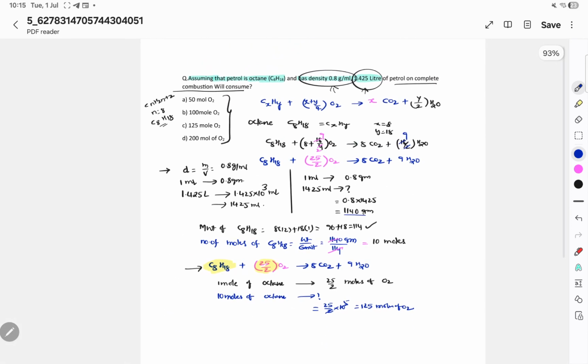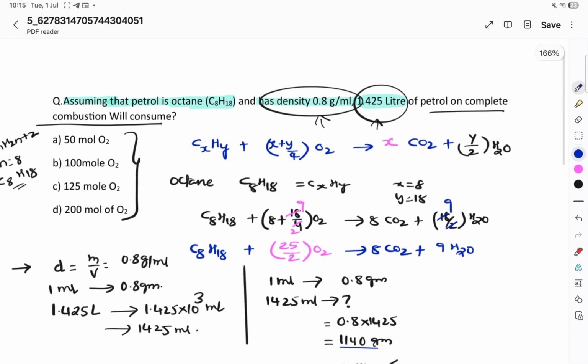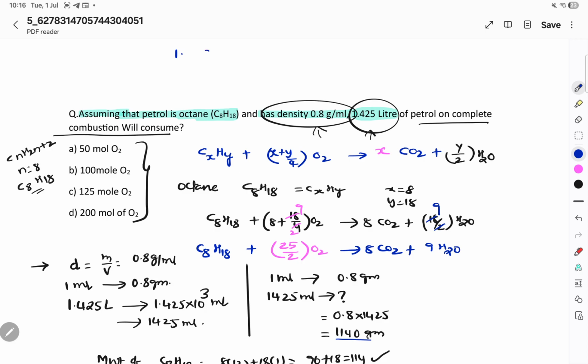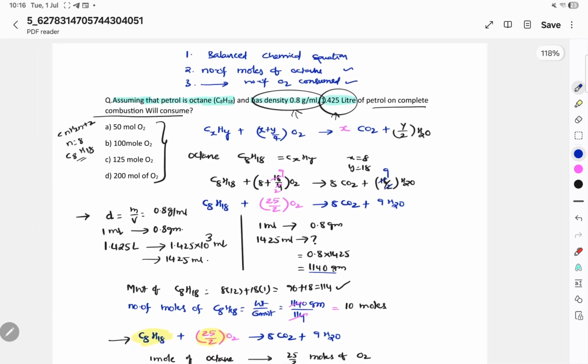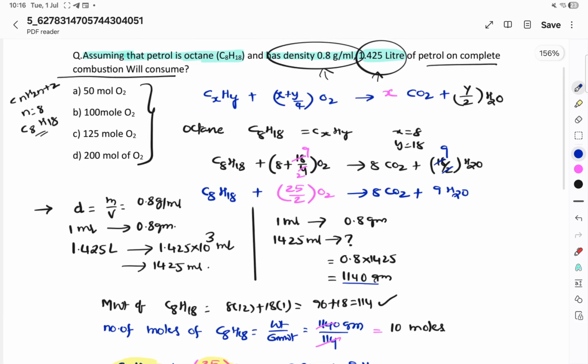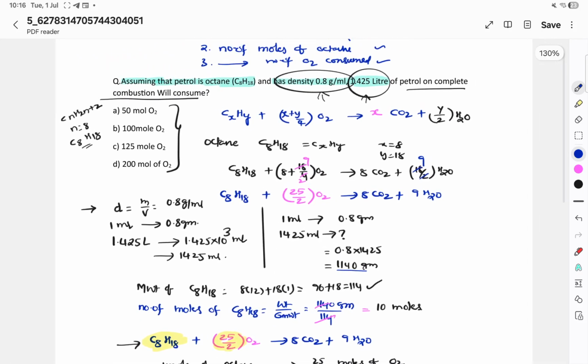Okay, students, so this is the concept. Simply what have we done? First we have written the balanced chemical equation. This is the first point. After that, we calculated the number of moles of octane, and from that I have calculated the number of moles of oxygen consumed. This is the concept related to combustion reaction. This is the process to solve this question. Okay, students?